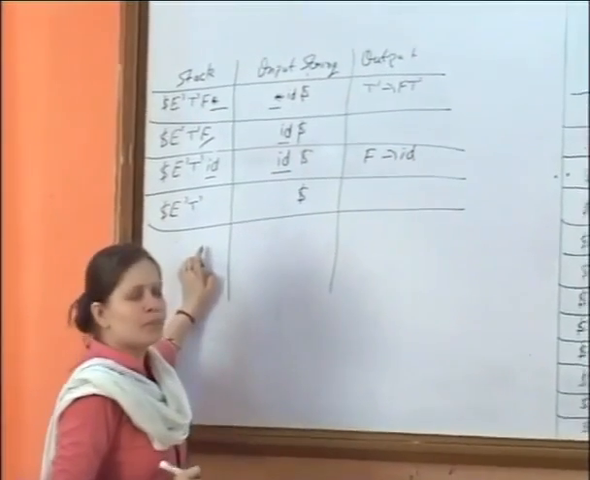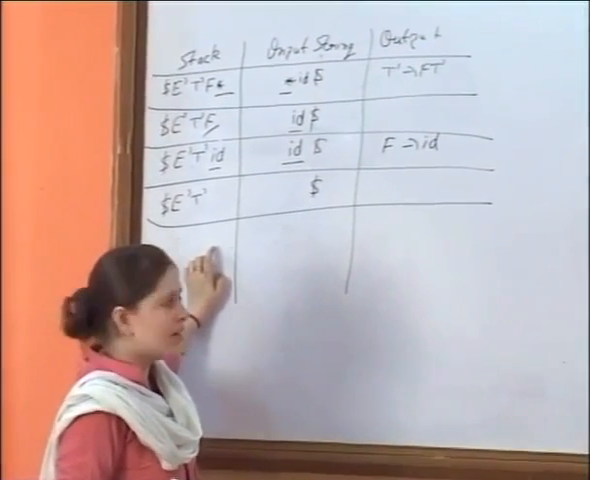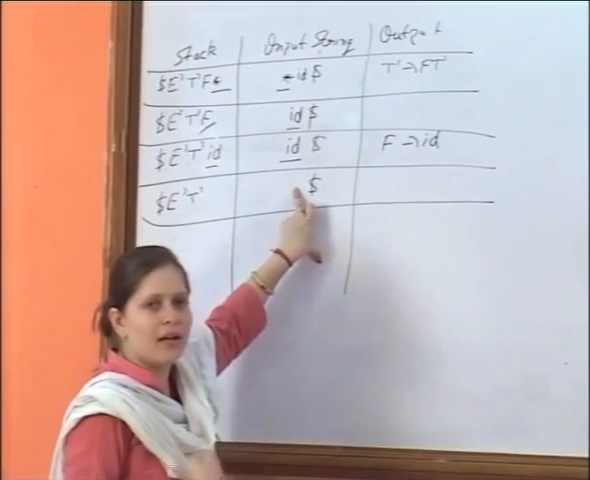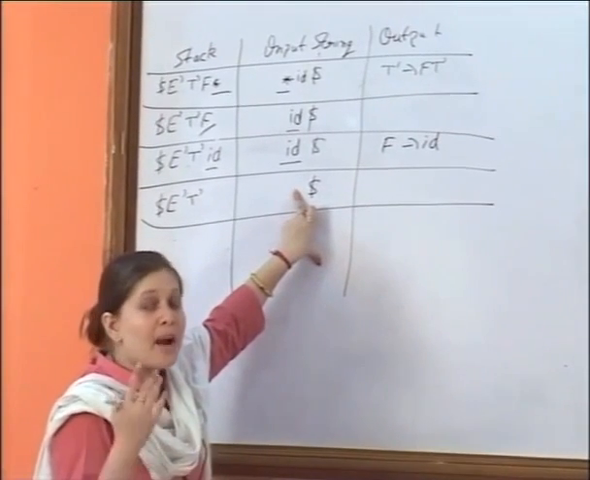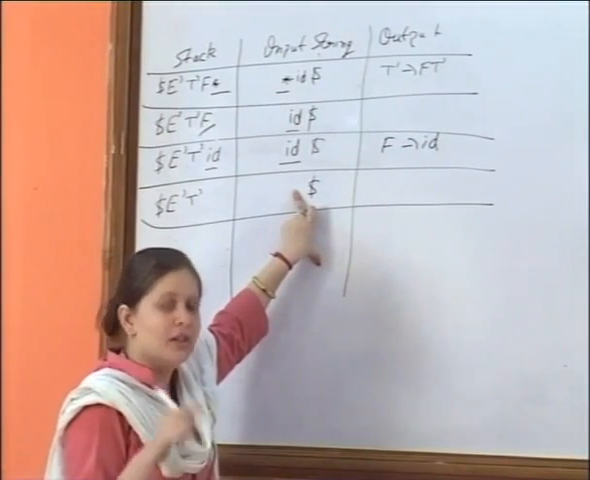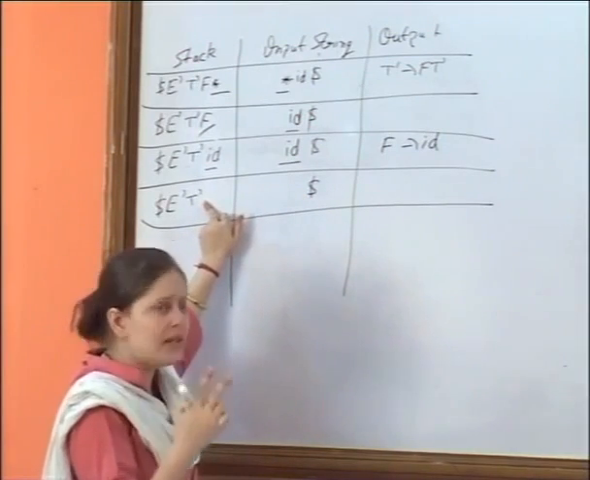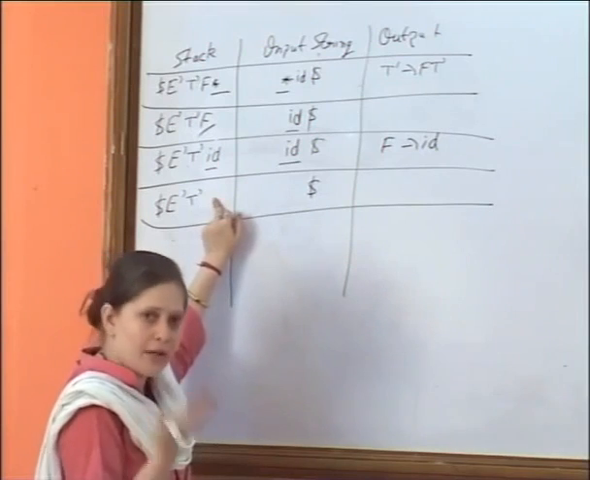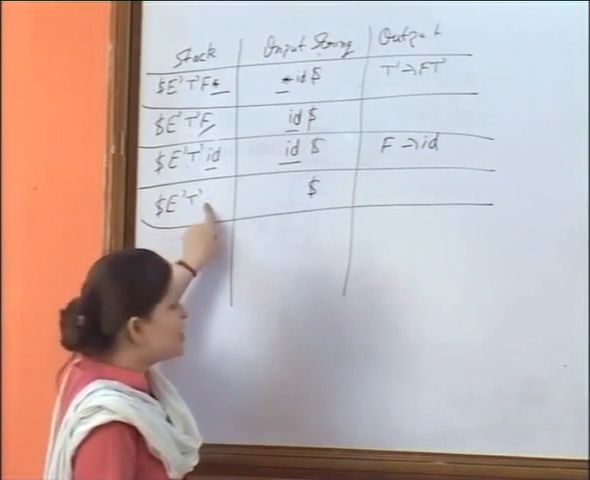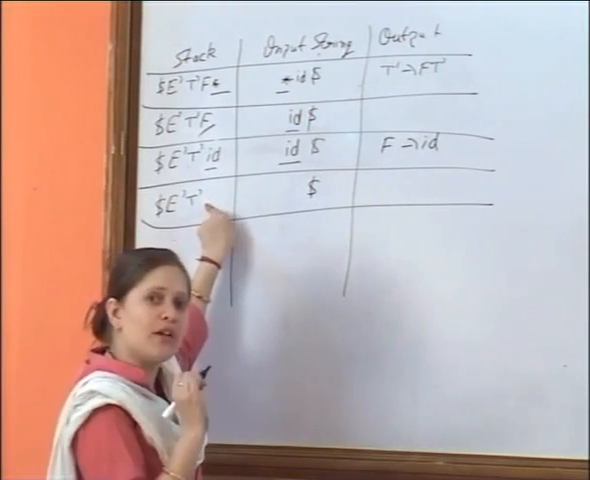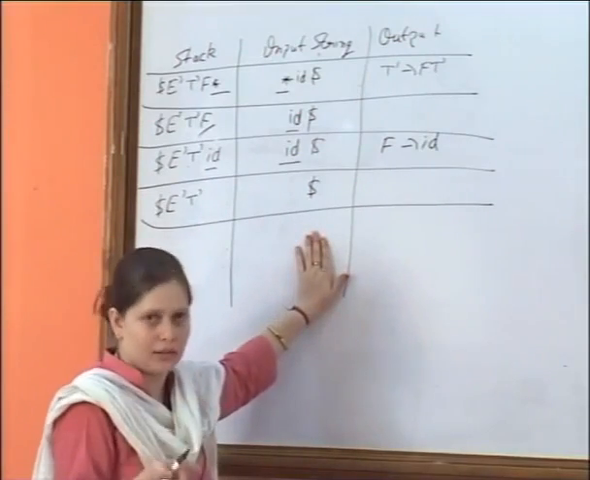Here we can see that we have received an end marker in the input string, but parsing is still not complete. The reason? Because the stack still has two symbols on top of its end marker. That means we still need to replace these non-terminals to make this parsing a successful one.